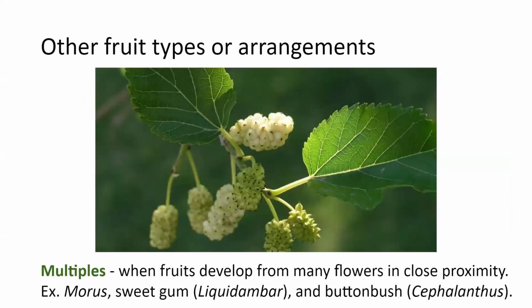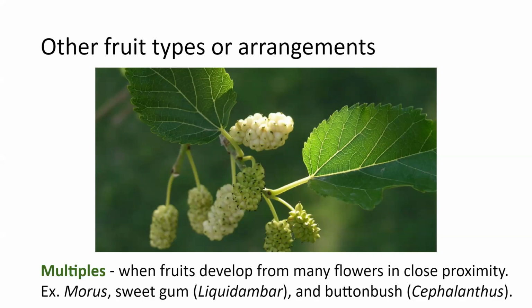We have multiples as well. This is when you have fruits developing from many flowers in close proximity. If you look at this white mulberry, Morus alba, in the photo, you can see a little dot in the center of each of them. That is the end of the flower, so the flower has now developed into the fruit. The flowers are very clustered together, but many flowers form multiple fruits.